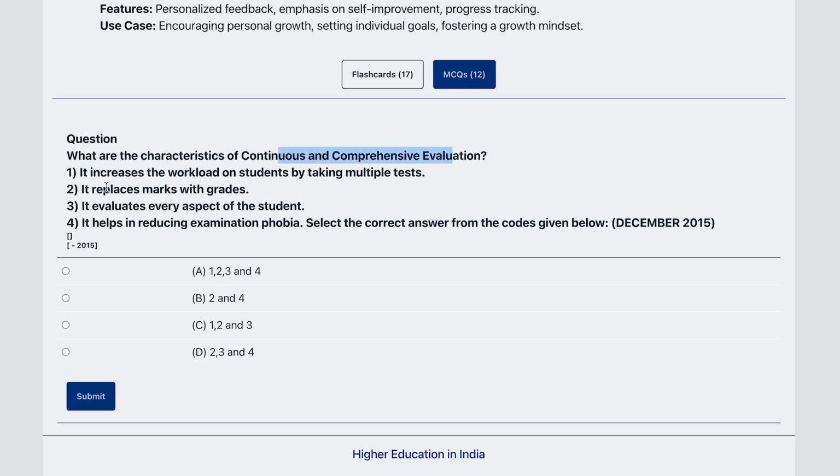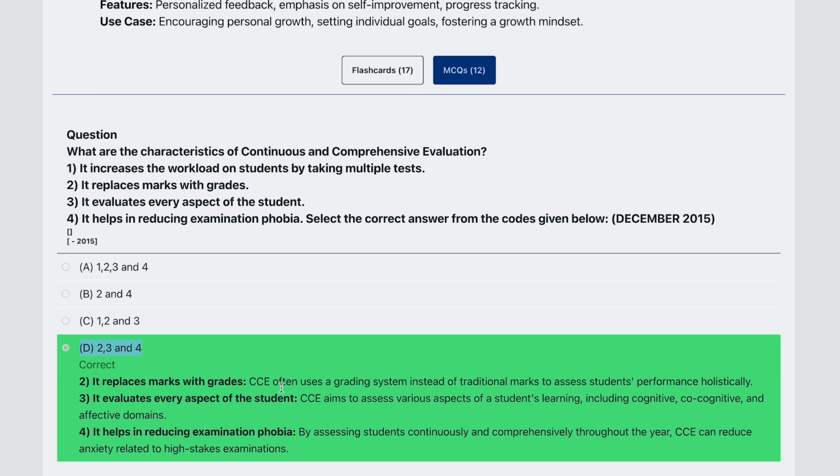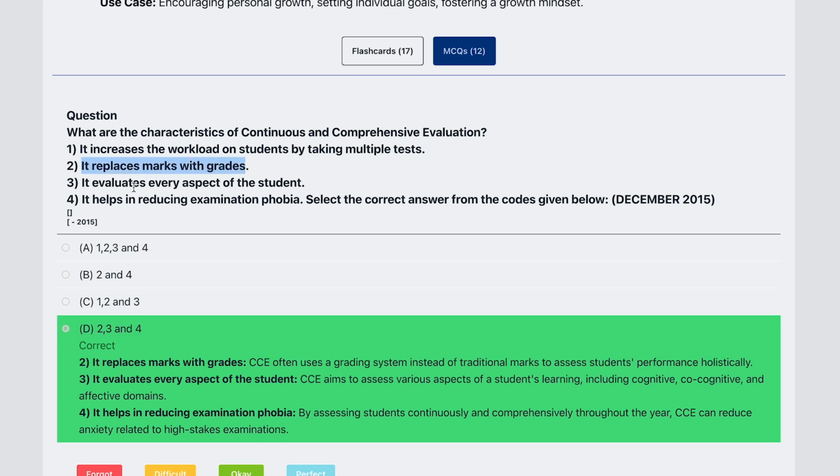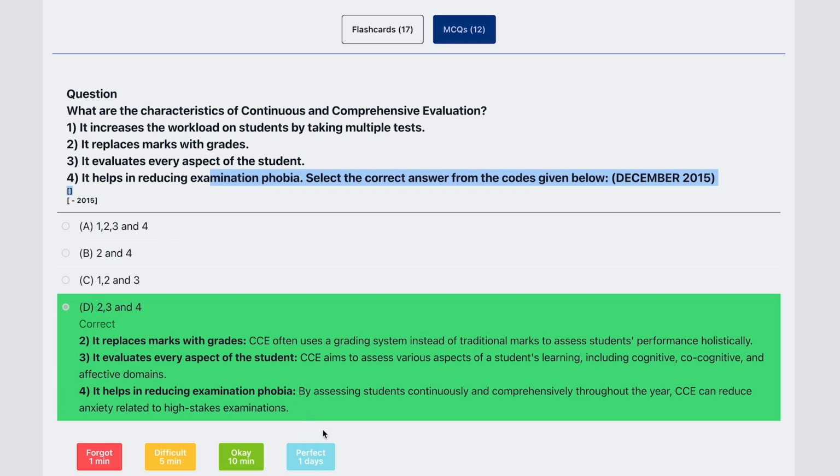What are the characteristics of continuous and comprehensive evaluation? It increases the workload, this is no. It replaces marks, no. It evaluates every aspect of the student, 3 is correct. It helps in reducing, 3 and 4 seems like the correct answer. Okay, we don't have that. So it replaces marks with grades, 2, 3 and 4. So I think 2D is the correct answer. Perfect. So I did not know for sure what the correct answer is, but yet playing around with words, trying to think maybe this is the correct answer works as well.